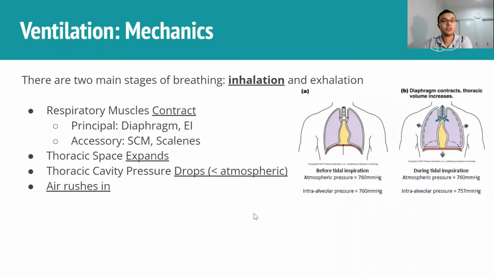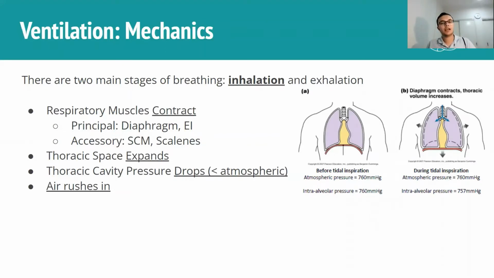All right, so now that we've got that out of the way, the very first thing we're going to be talking about when it comes to breathing is the two main stages and how they work. So that's inhalation and exhalation. When it comes to inhalation, this process is very active. What happens is your respiratory muscles during inhalation are actually contracting.